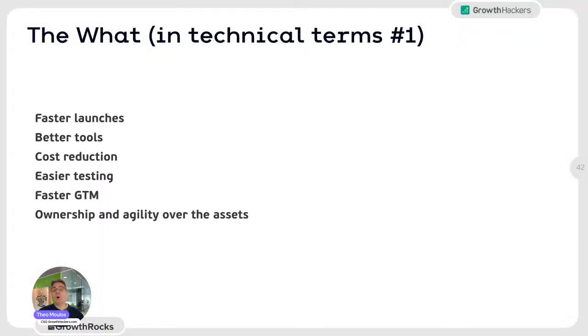Okay, now why is that important? Because if you use these 6 platforms all together in a consistent manner, you have faster launches, you have a better tool, you can create something quite cheap, and you are able to test everything. You have a very fast go-to-market, coming from an idea down to a property. You put it out, you test it, boom. It's very simple to test. And then the most important thing is that you have ownership and agility over those assets.